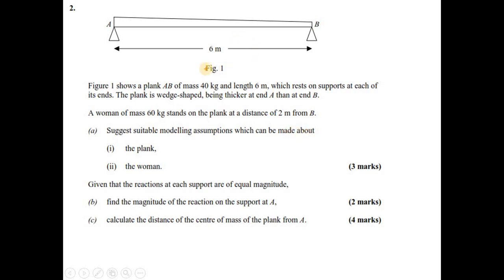In these types of question, we have to decide whether the plank we are dealing with is uniform or non-uniform. You know that this is a wedge shape, so it is a non-uniform rod. So for the plank, we can take the assumption that it is a non-uniform rod, and the woman is acting as a particle. These are the assumptions that we are going to make to solve our problem.